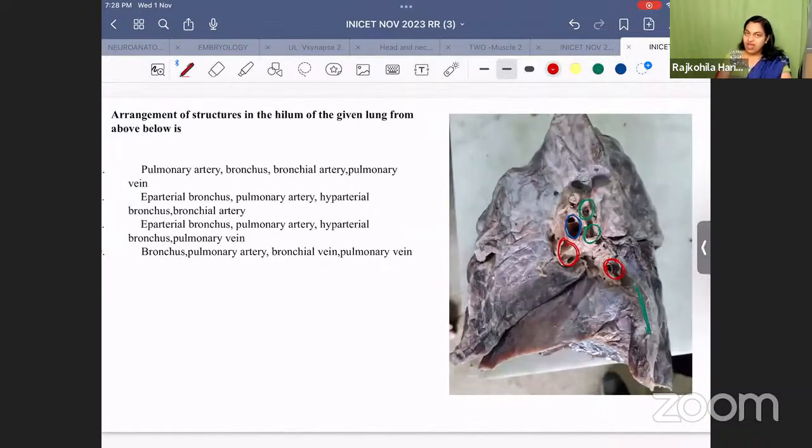I'll repeat it again. The anterior-most structure in both the right lung and left lung is the superior pulmonary vein. The posterior-most structure is the bronchus. Between the bronchus and the pulmonary vein, we have the pulmonary artery. Okay, and the lowermost structure is the inferior pulmonary vein. What is the difference in the hilum of the left lung is that there's one bronchus. No, it's not called eparterial or hyparterial. Superior pulmonary vein, pulmonary artery, and the bronchus. Simple, right?